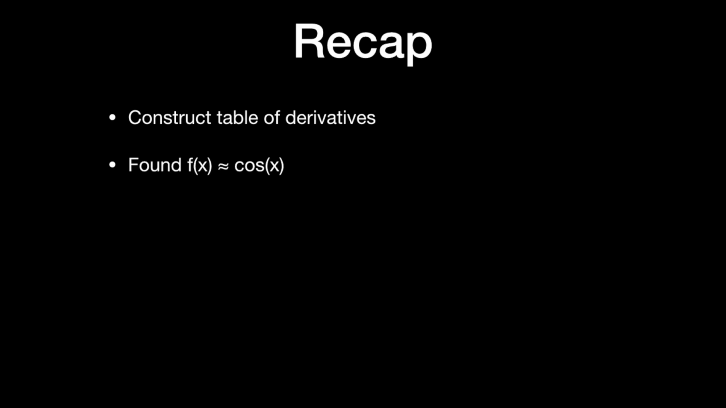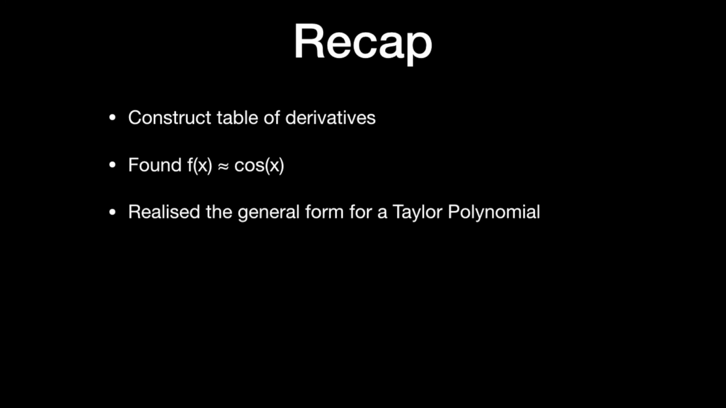Well, that's it for the video. We learned how to construct a table of derivatives of a cosine graph and use that table to find a Taylor polynomial that can approximate the function around the point where x equals 0. We extended this to find the general equation for a Taylor polynomial of degree d, and we learned the formal definition of a Taylor series.